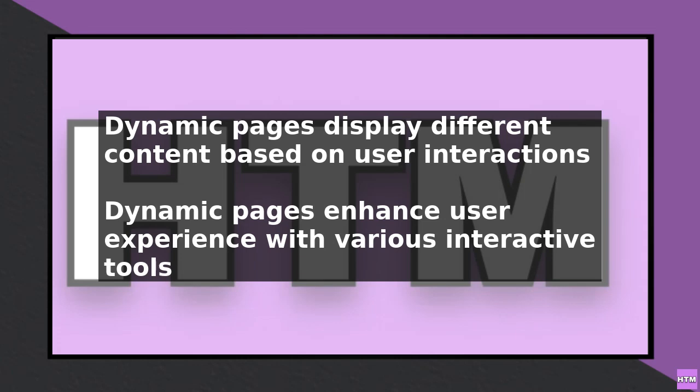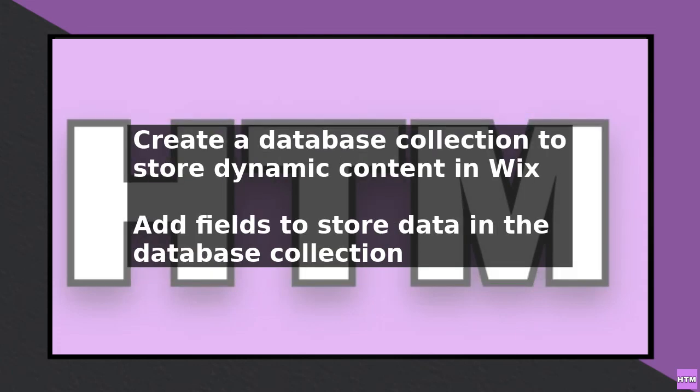First, you need to create a database collection to store your dynamic content. This can be done by going to the Wix editor, clicking on the Add icon, and selecting Database from the menu. You can then create a new collection and add fields to store your data.